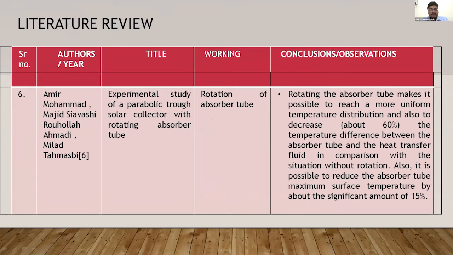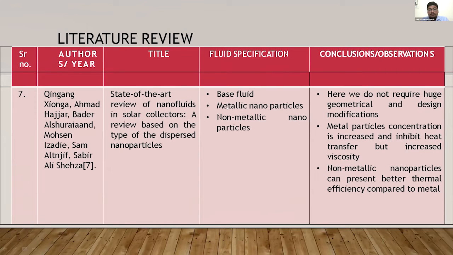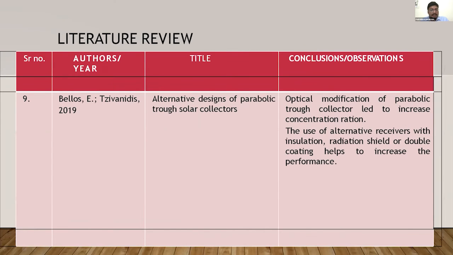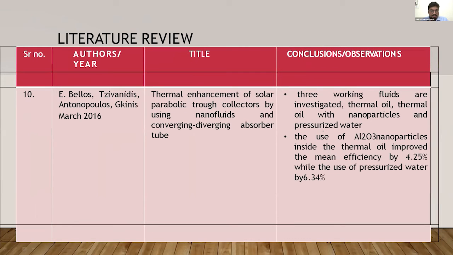In this experiment, the absorber tube was rotated instead of just flowing the fluid, due to which the efficiency also increased. We also have metallic and non-metallic nanofluids. Here the engineering equation solver, EES, method is used, and software works on this. From those numerical and experimental values, we see how the expressions for different density properties change. Alternative designs of the parabolic trough solar collector show that the efficiency can be increased.